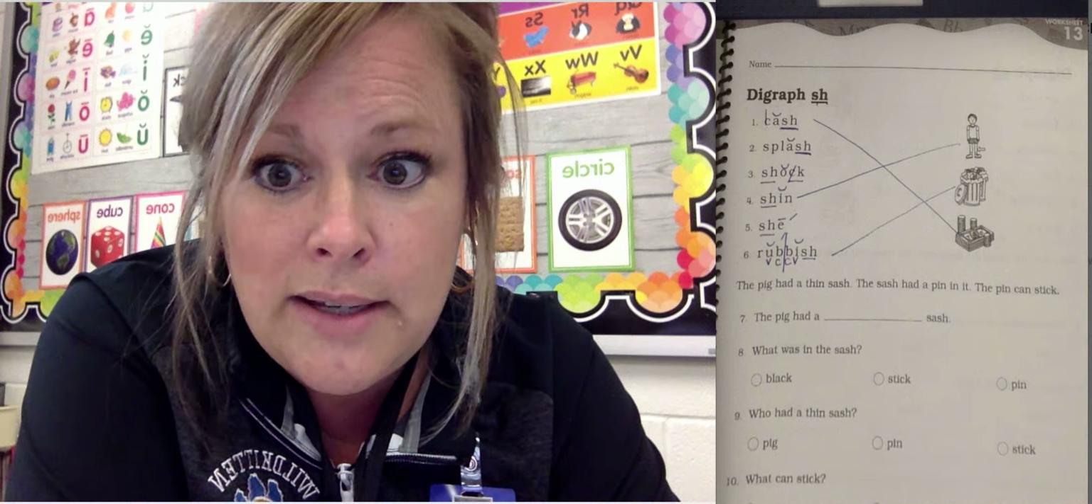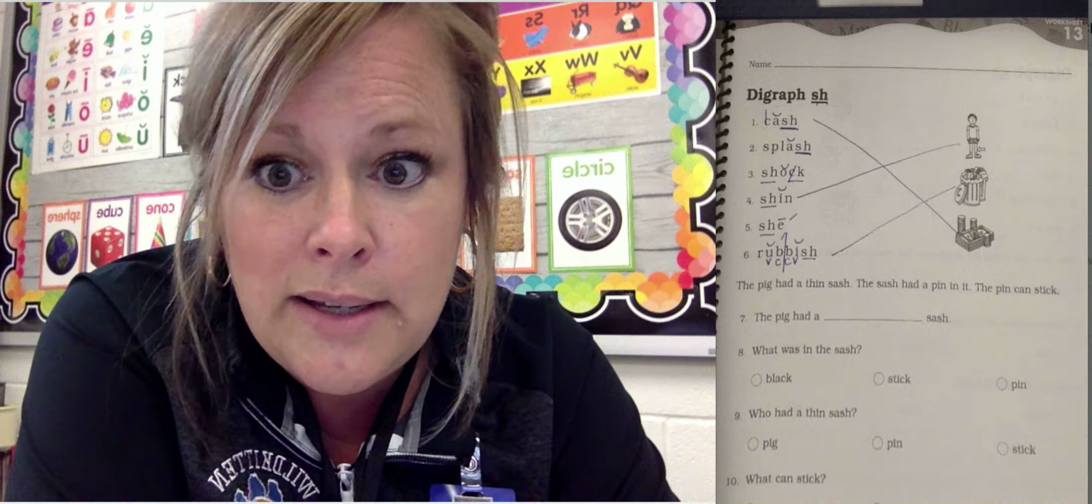Number 3, I see 2 digraphs at the beginning and the end. So I'm going to underline them both. I know with the digraph CK, I need to cross out the C. I'm going to mark the O short. Now I know it's shock, shock. Like if you shock somebody and you accidentally, like static electricity, or, oh my gosh, I'm shocked. I can't believe it. Shock. No picture for that one.